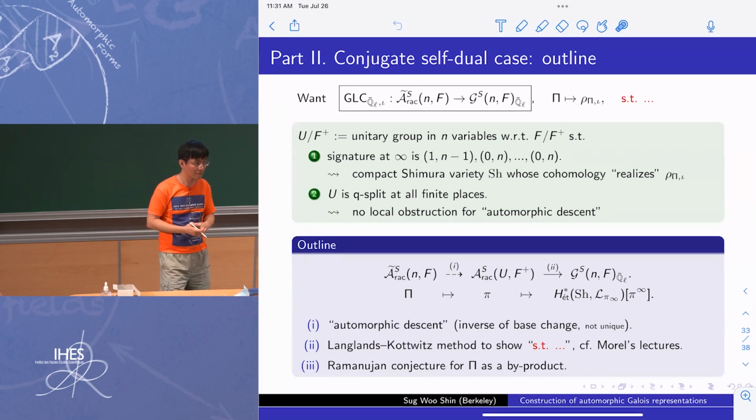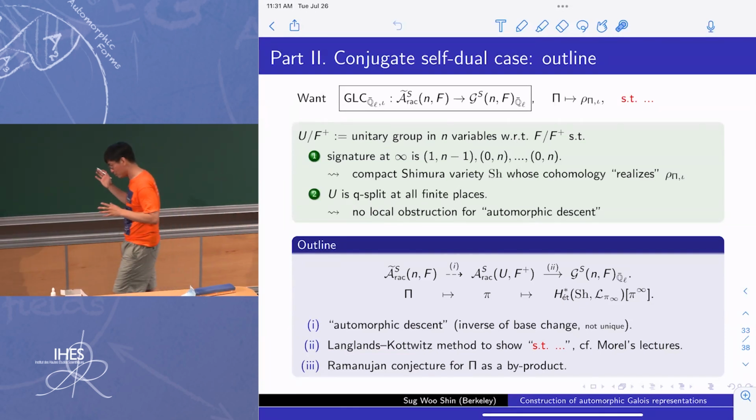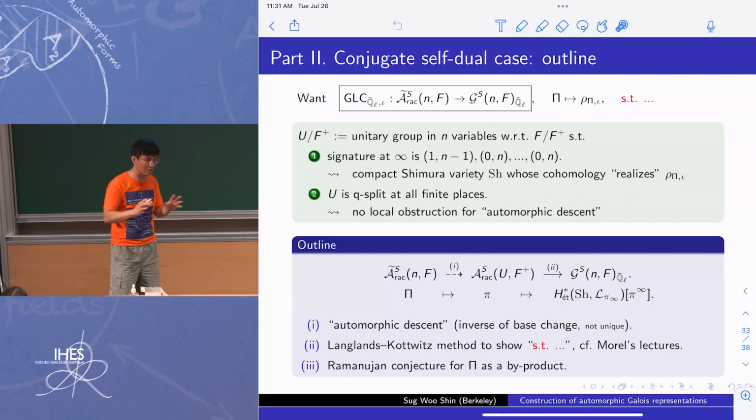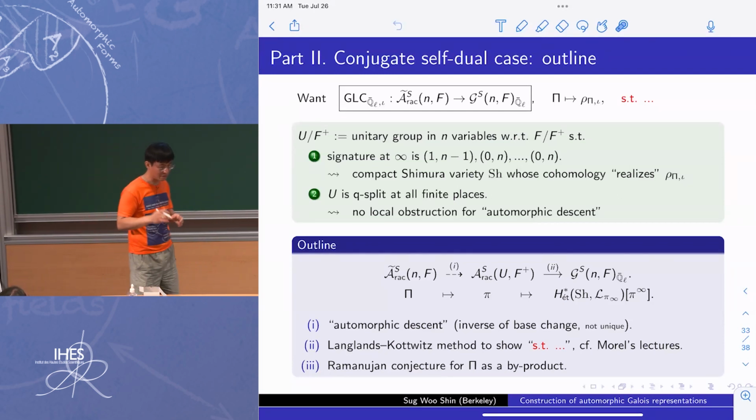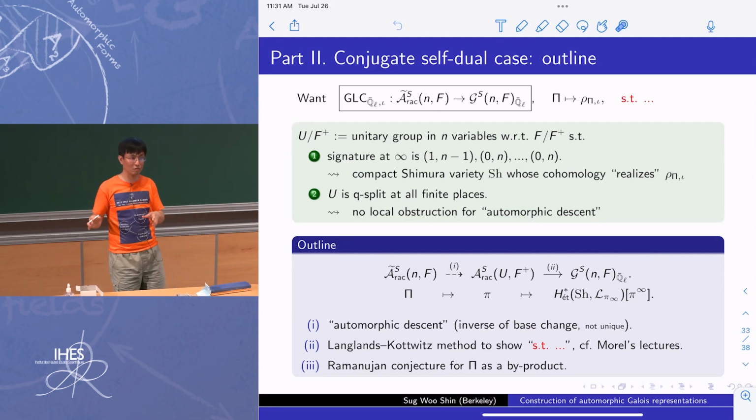Do you prove it for almost all places or for all places? Yeah, a priori almost all places, but then actually you can prove this for all places. At infinity, it was already proven by Clozel, but at finite places you do this, but you need to do this more carefully at ramified places.